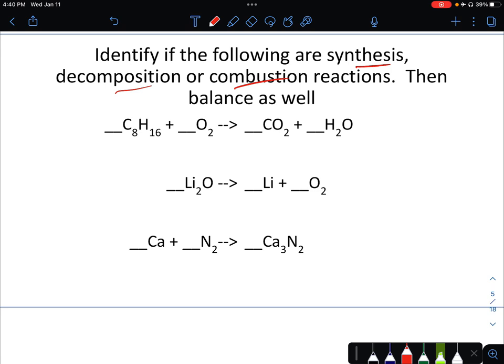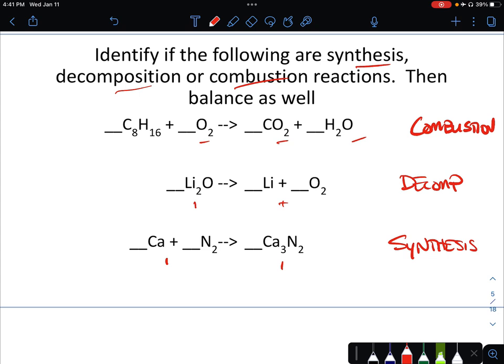Now, identify if it's synthesis, combustion, or decomp. This one, plus O2, CO2, H2O, that's combustion. Now, Li, oops, so I've got 1, and then my plus sign over here. That's decomp.